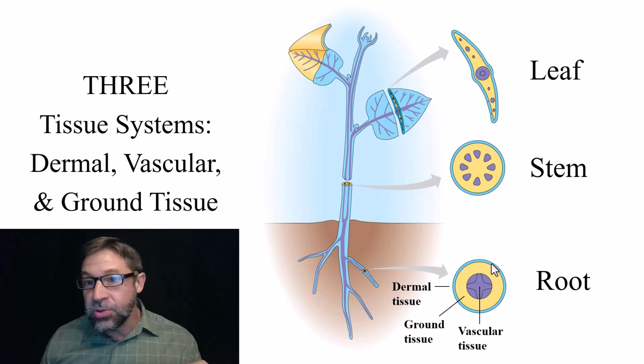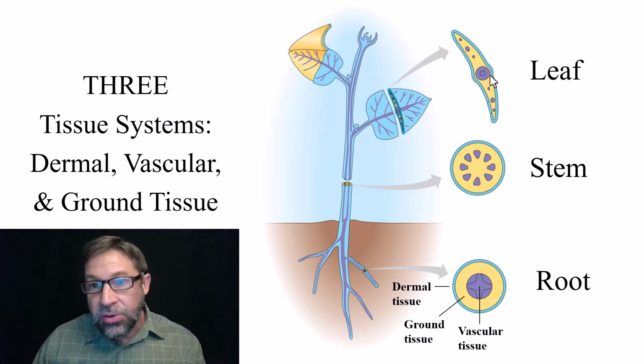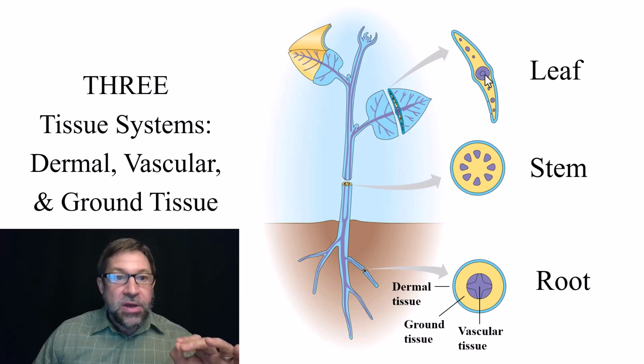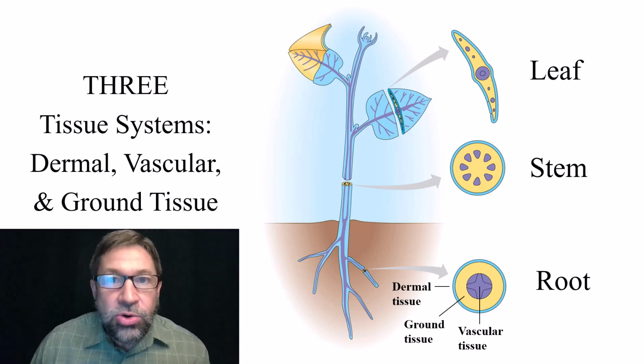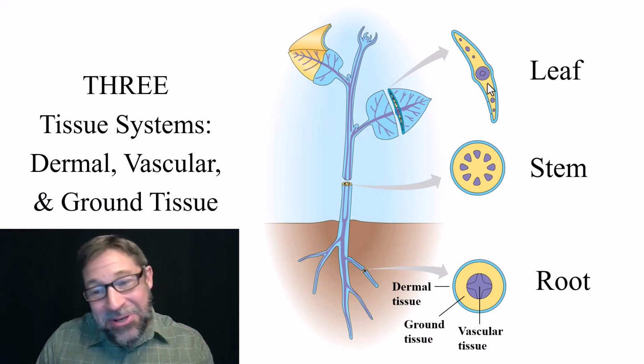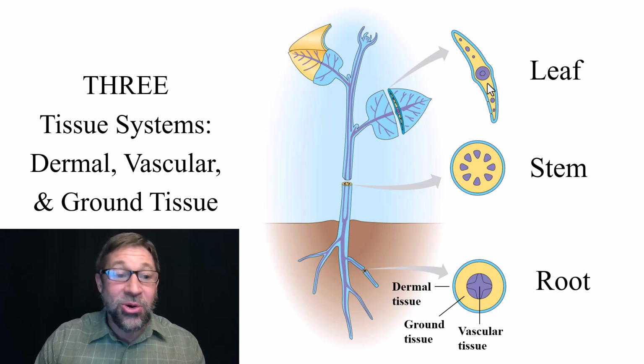The vascular tissue is colored purplish in this diagram. And then we have the ground tissue, which is yellow. This is another good diagram for your assessment.